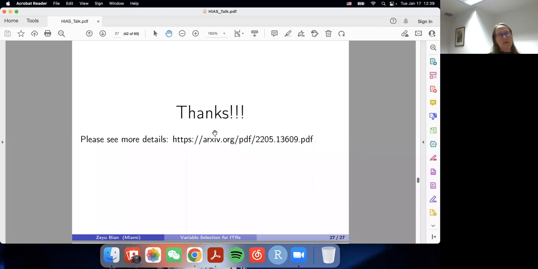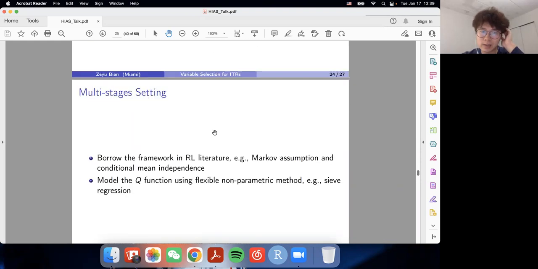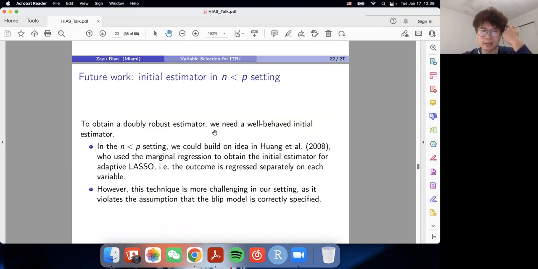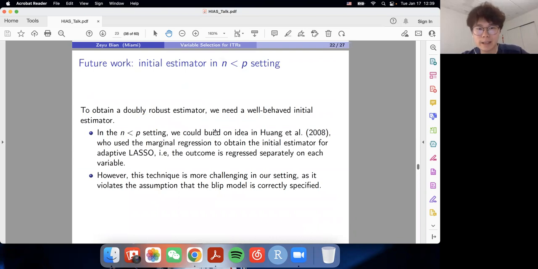So do you think it would scale up nicely to larger sample sizes or larger numbers of variables? Yes, I believe so. But as I just stated in the discussion, our method requires an initial estimator, and we obtain the initial estimator by solving the unpenalized estimating equation. So how to obtain the initial estimator in a high dimensional setting? This is a challenge, and we are working on it.